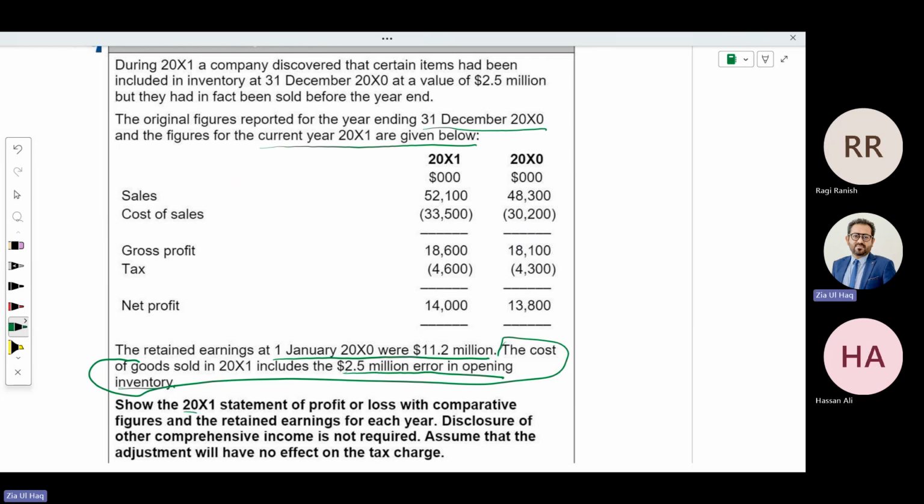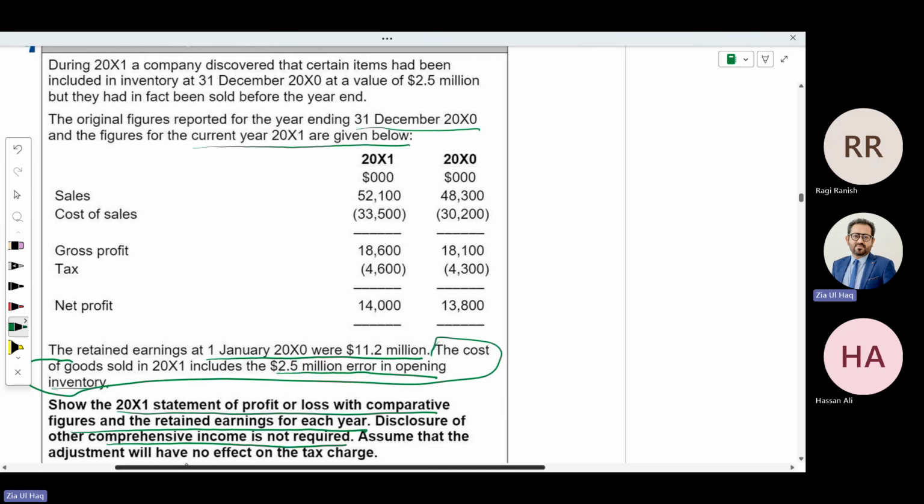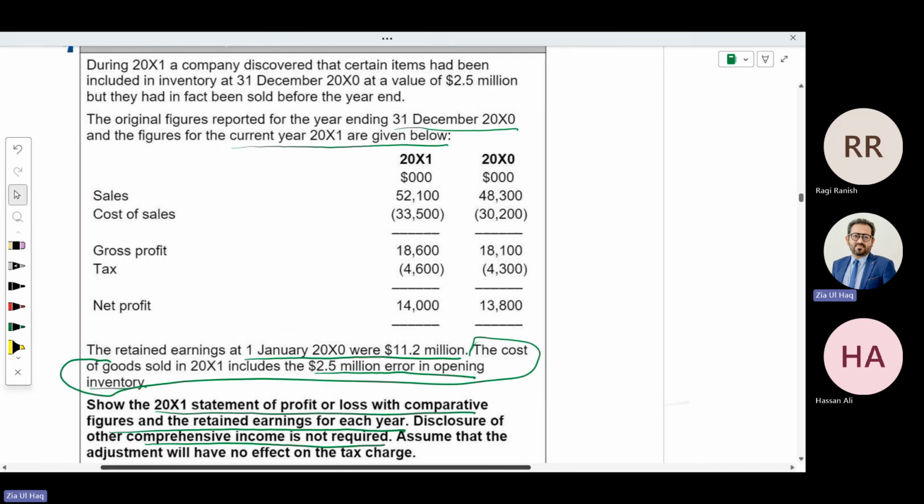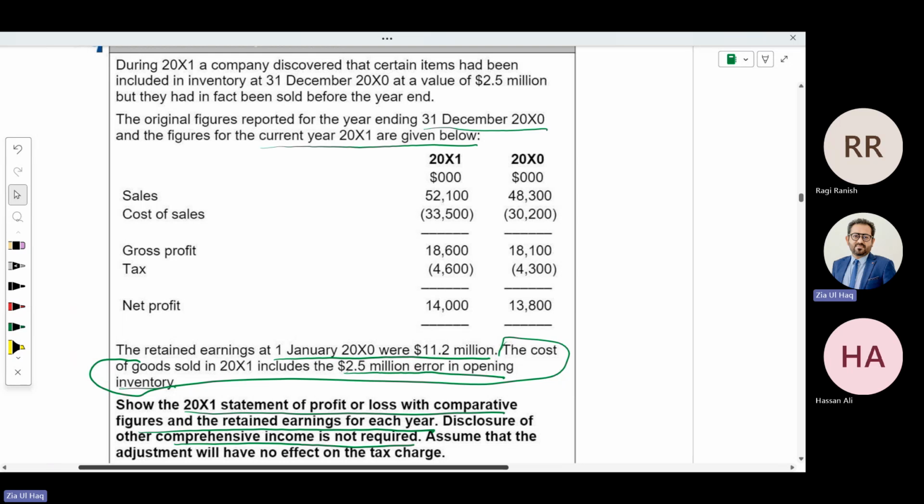Show the 20X1 statement of profit or loss with comparative figures and the retained earnings for each year. Disclosure of other comprehensive income is not required. Assume that the adjustment will have no effect on the tax charge, meaning the tax figure will remain the same. Meaning you need to prepare the corrected profit and loss account, and you need to provide the corrected retained earnings, meaning the adjustment in retained earnings.